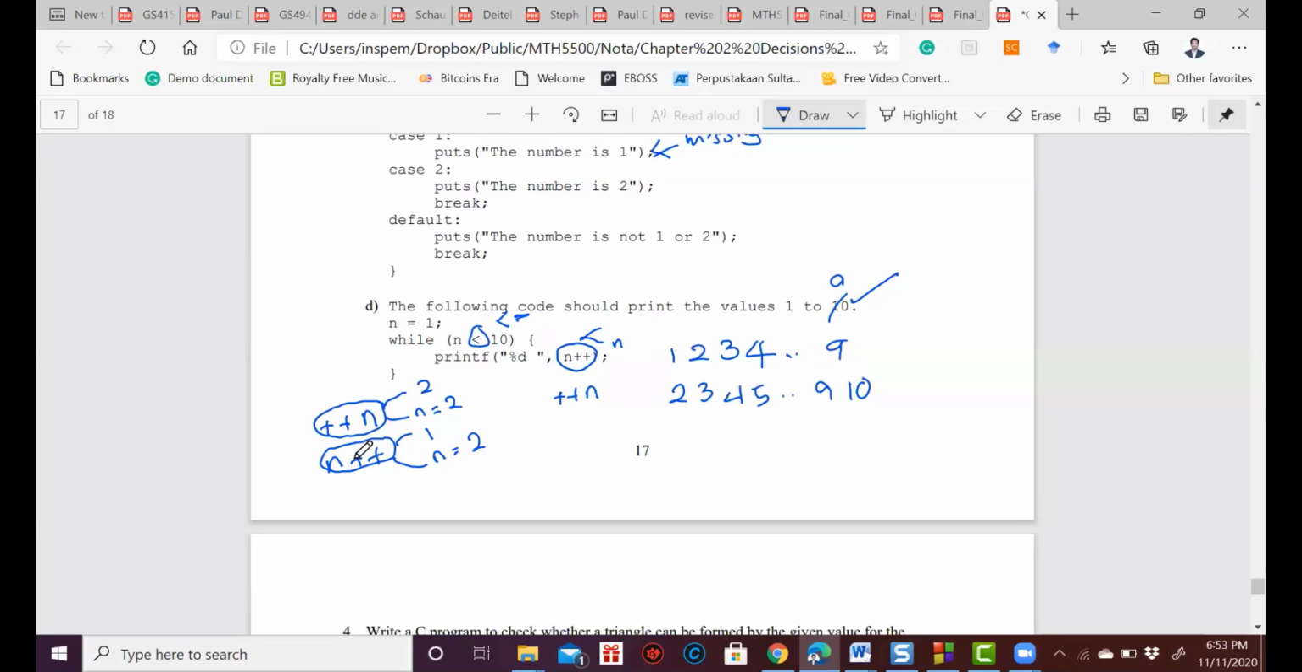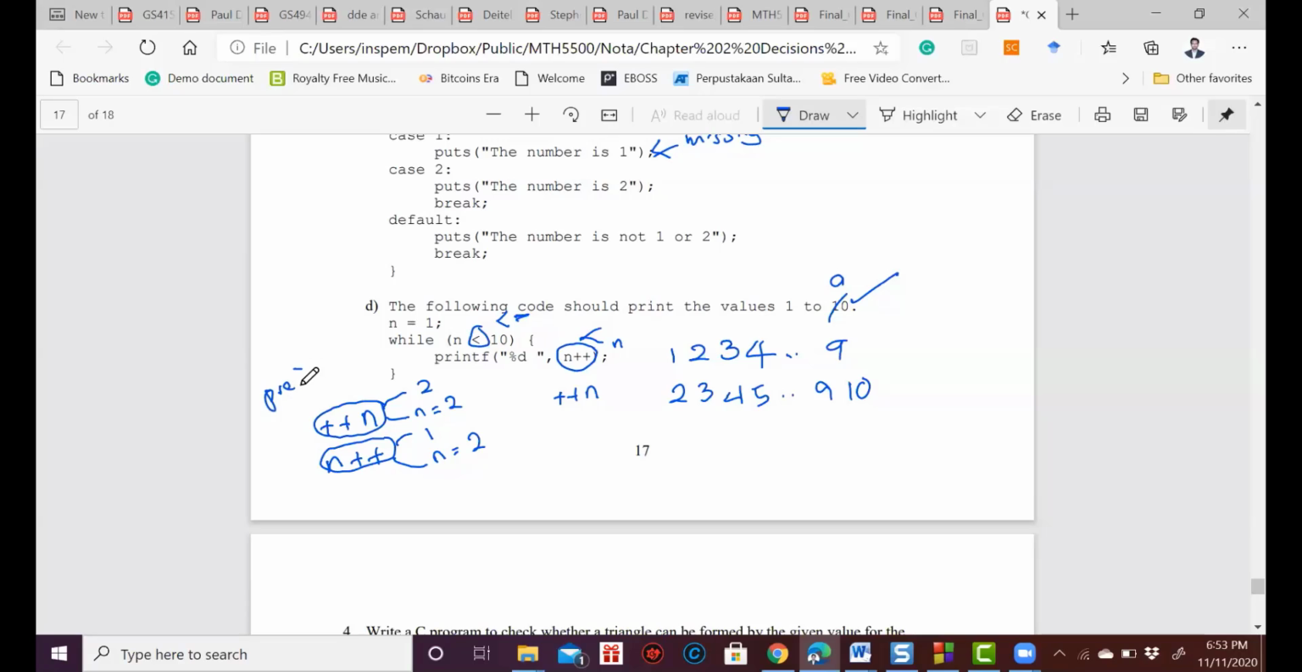Okay. Plus plus n and n plus plus are different situations. This one we call postfix, this one is prefix. So prefix 2, postfix 1. But n is the same. n will still increase, becoming 2. The first one is prefix. The second one, what's it called? The plus plus n is prefix. Yeah, n plus plus is postfix. This one is prefix, this one is postfix.